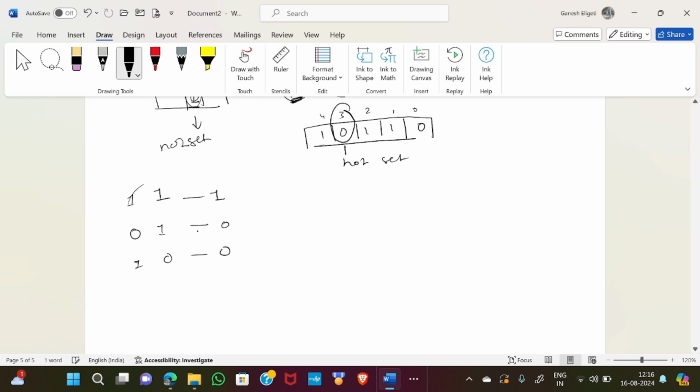So we can use this to our benefit and we can AND the bit with 1. Sorry, I meant AND operation, not multiplication. So when we do AND operation with 1, if we get 1, it means the bit is set. And if we get 0, it means it is not set.